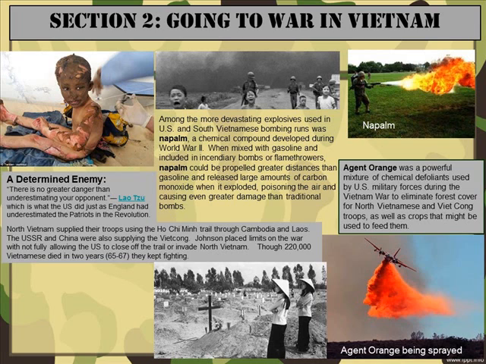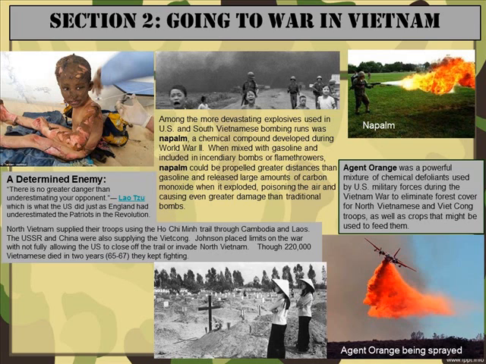Determined enemy. There is no greater danger than underestimating your opponent. So I looked that up because that seems exactly what happened in Vietnam, which is what the U.S. did just as England had underestimated the Patriots in the Revolution. North Vietnam supplied their troops using the Ho Chi Minh Trail through Cambodia and Laos. The USSR and China were also supplying the Viet Cong. Johnson placed limits on the war, not fully allowing the U.S. to close off the trail or invade North Vietnam. In other words, fully allowing them to close it off would mean going into 2 other countries, and Johnson didn't want to do that. Though 220,000 Vietnamese died in 2 years, they kept fighting.